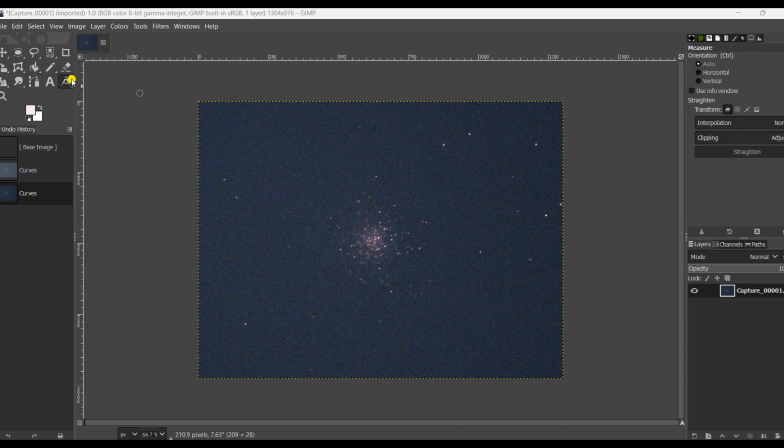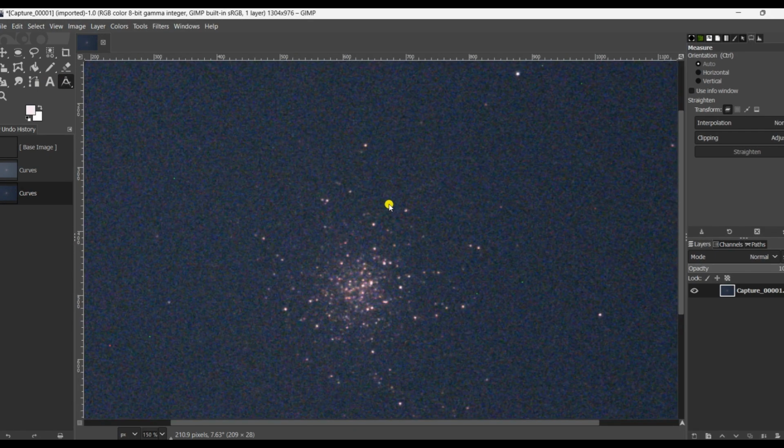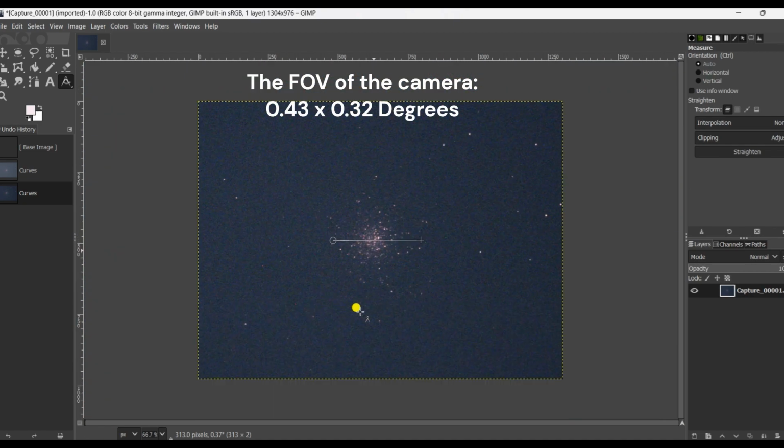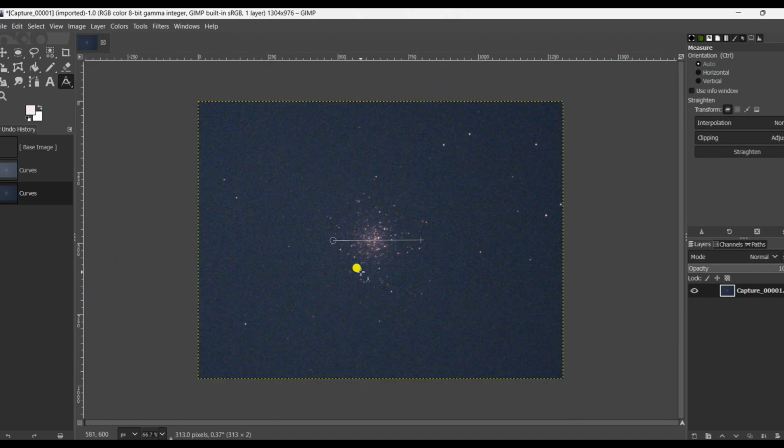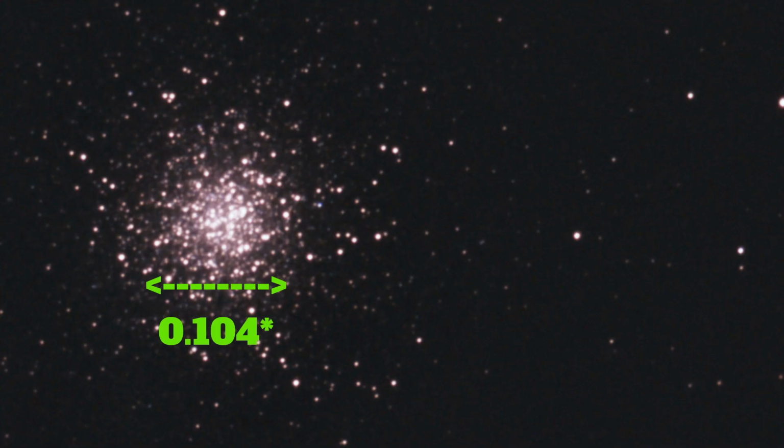So we're going to use the measurement function right here in GIMP and zoom in on that core, and I'm going to draw the scale right here. That corresponds to about 313 pixels. So using simple maths, we know the angular diameter of the cluster to be about 6.2 arc minutes, or a tenth of a degree.